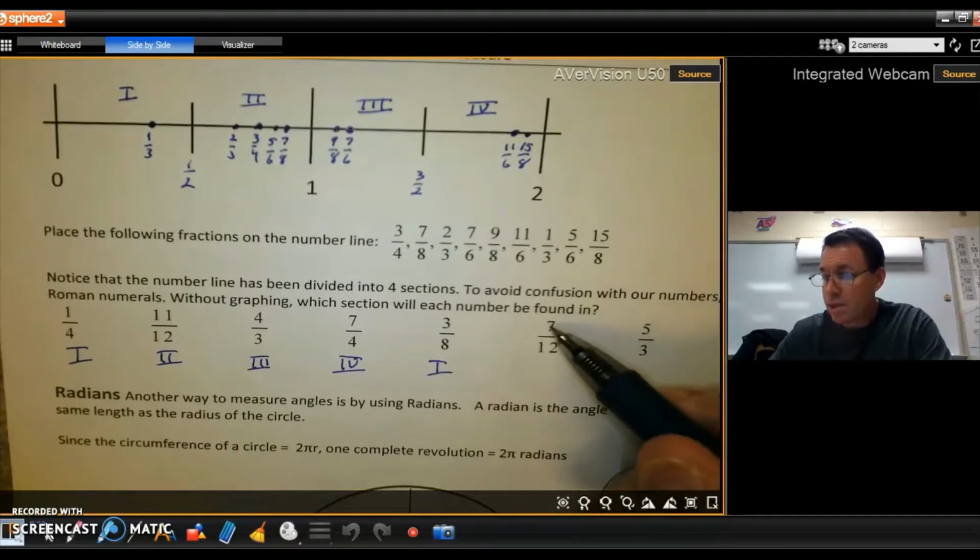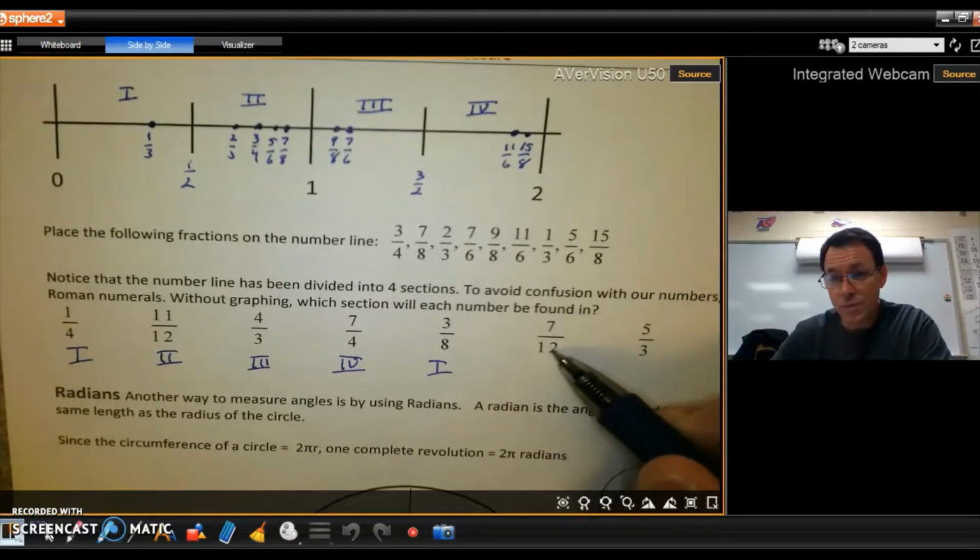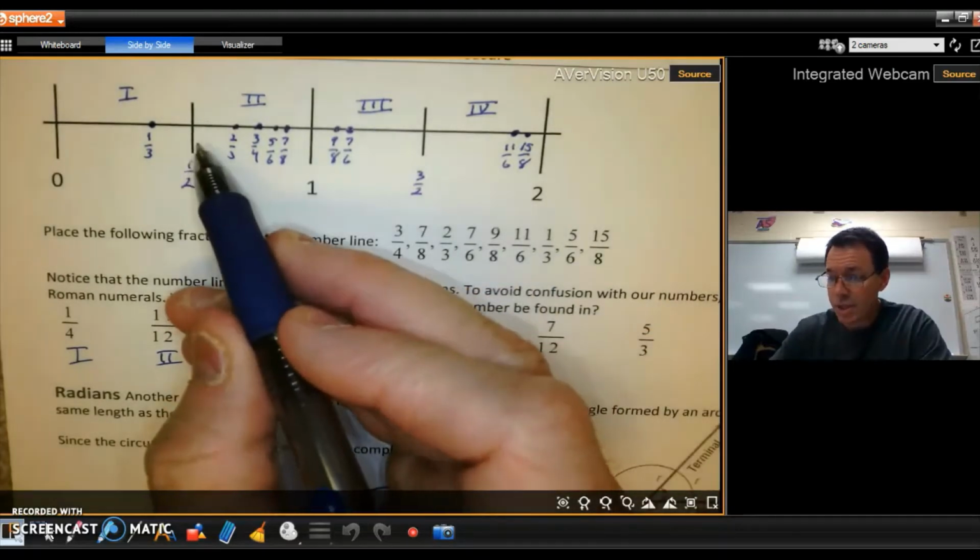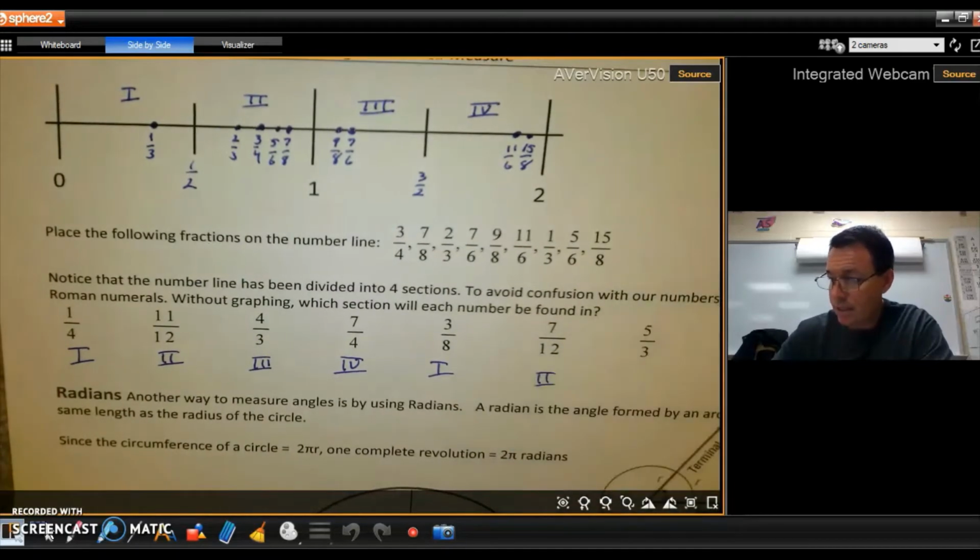7/12. 7/12, a little bit more than a half. 6/12 would be a half. So it's going to be just on this side. Okay, so that's in that second section.